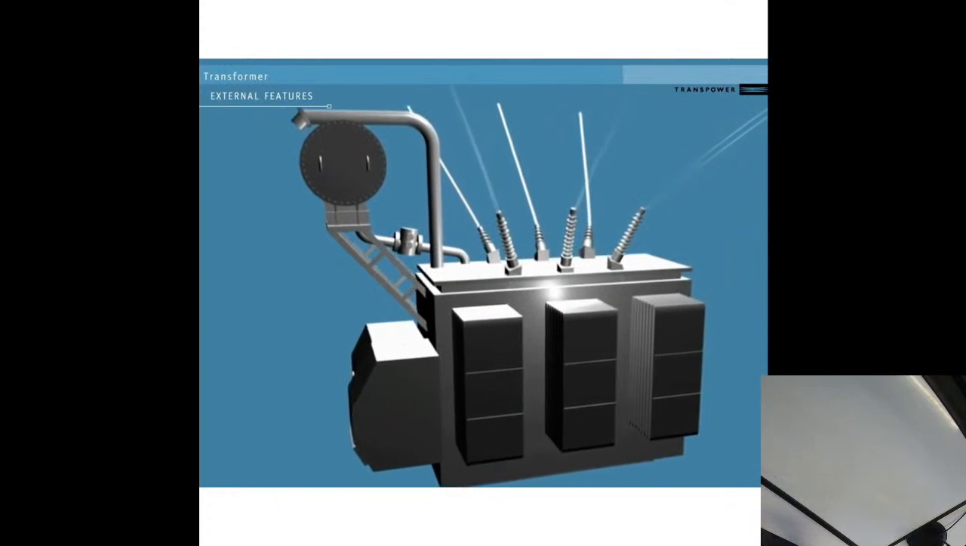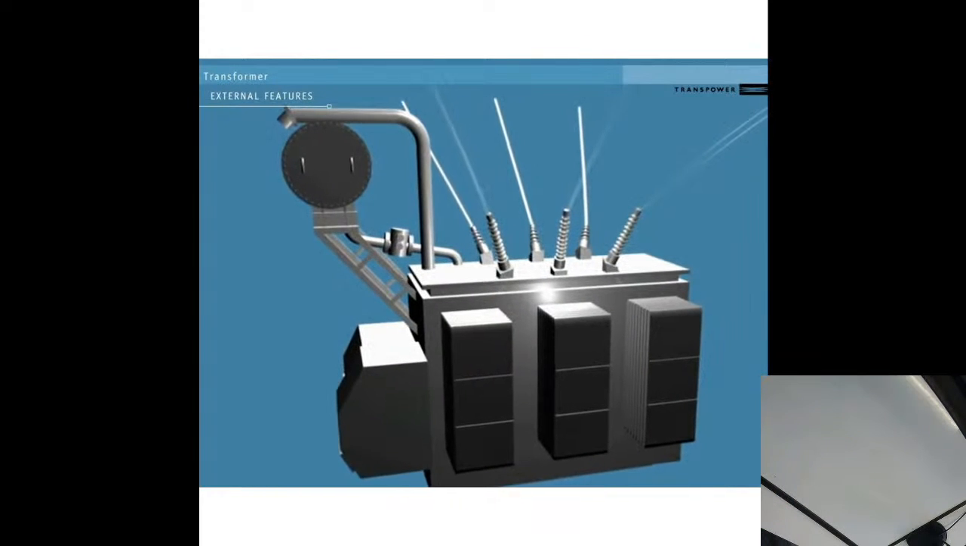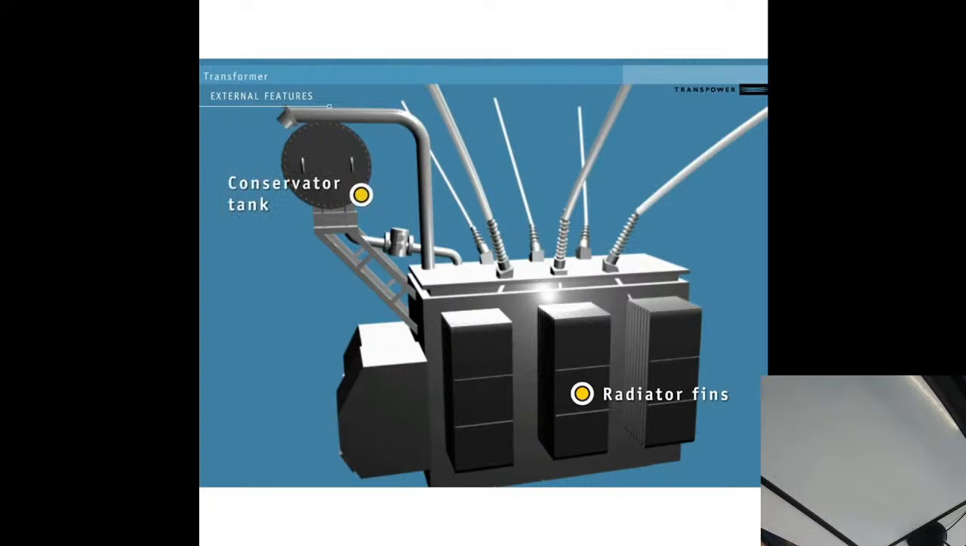On the outside of the transformer are a number of external components. Some help it to remain at a good working temperature, some help make it safer in the event of an accident, and some are used for monitoring. The radiator fins help cool the oil in the case. The conservator tank allows for the oil to expand and contract as it heats and cools.